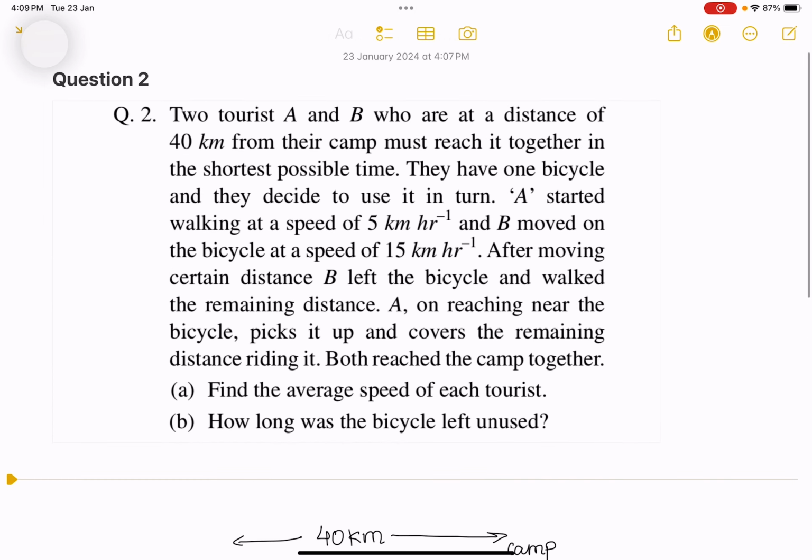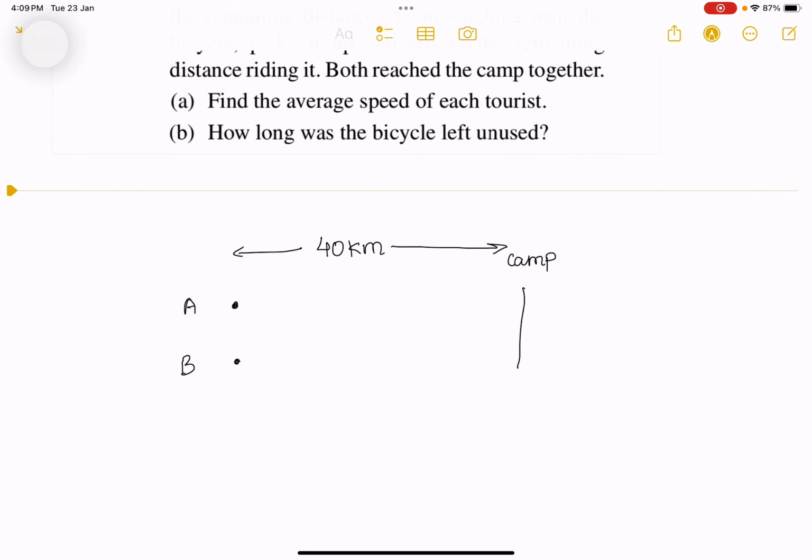Now, they have one bicycle and they are going to use it in turn. First A is going to walk and B is going to bicycle, and after that B is going to walk and then A is going to bicycle. So essentially, imagine B bicycles from here to here, then B will leave the bicycle at this point. After this point, B will walk the remaining way.